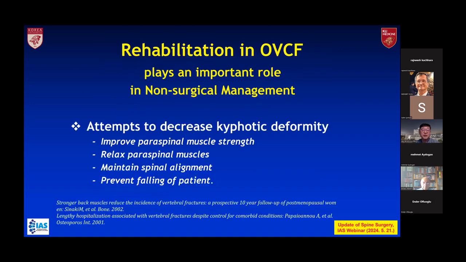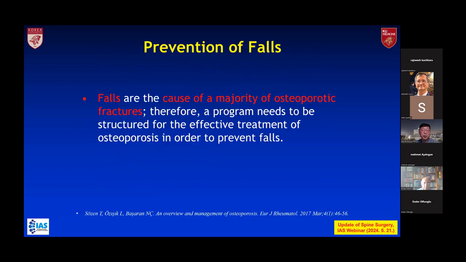Many attempts to decrease the kyphotic deformity are improving the paraspinal muscle strength, they maintain spinal alignment, and finally prevent falling, repeated falling. Falls are the cause of the majority of osteoporotic fractures, so the prevention of falls is very crucial.